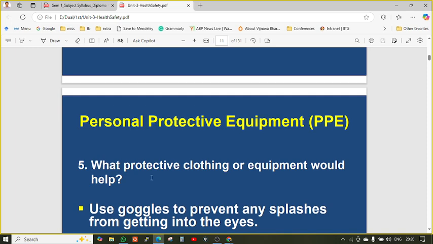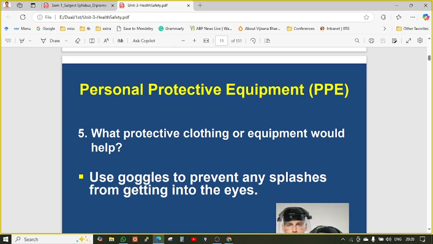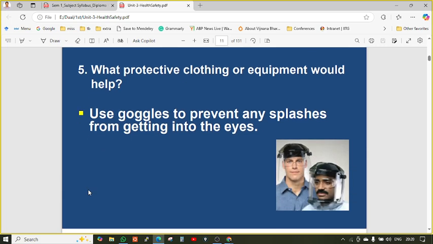is personal protective equipment. In industry, this PPE is mostly used. What is this? Using different types of hand gloves, helmets, goggles, earbuds. So there are different kinds of things.